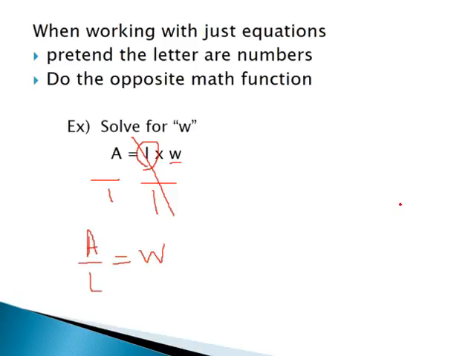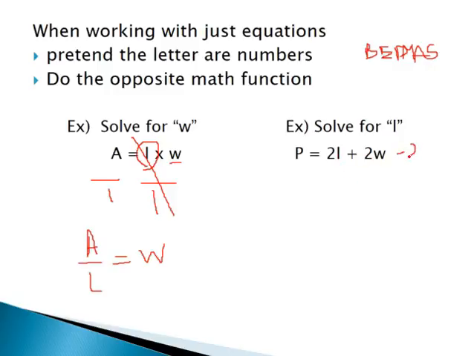So here's a little bit more of a more complicated one. Again, I want to solve for L in this case. So again, remember BEDMAS, we're going to go backwards through BEDMAS. So we're going to start with, oops, I forgot my multiplication, BEDMAS, there we go. There's no subtraction, we're going to start with the addition. The opposite of addition is subtraction, so I have plus 2w here. I'm going to subtract 2w from this side, and whatever I do to this side, I want to do to this side as well. So over here I'm going to have p minus 2w equals 2l.